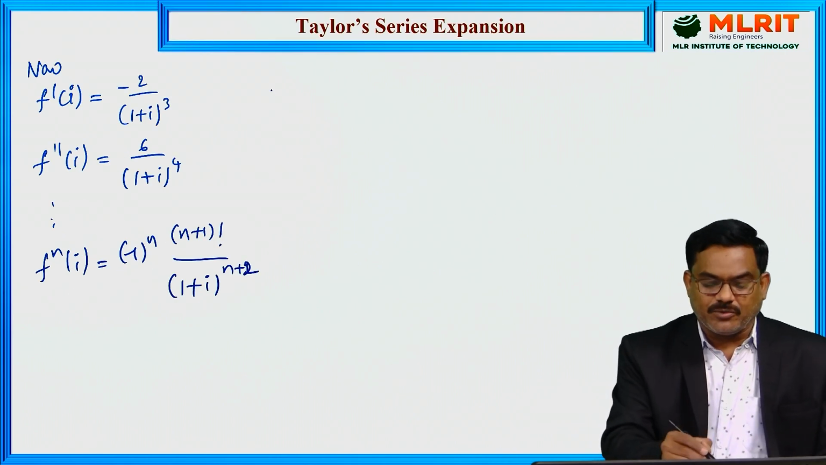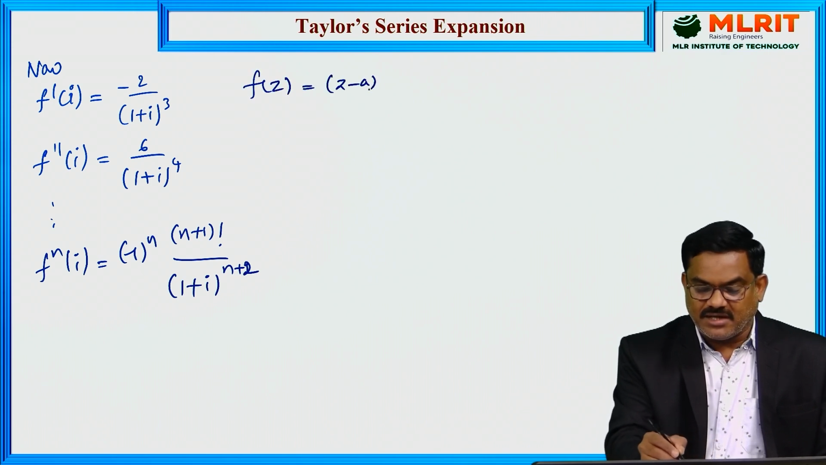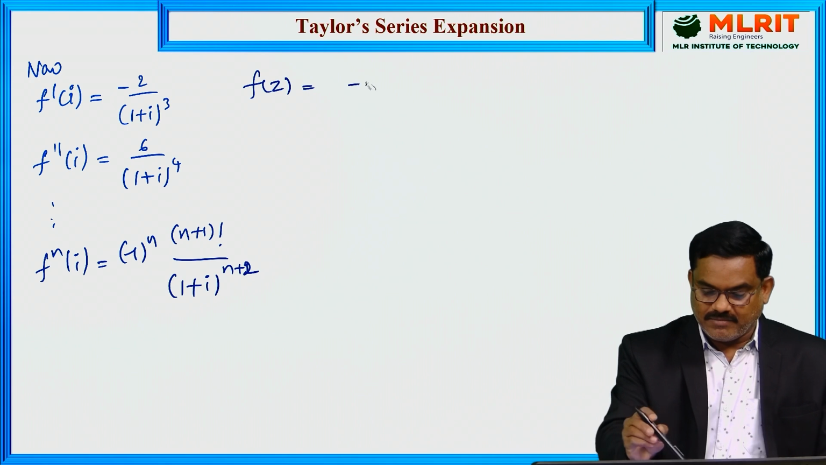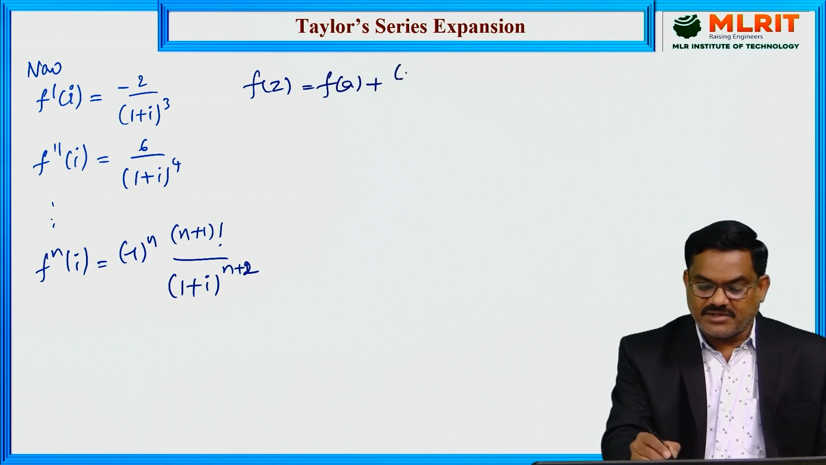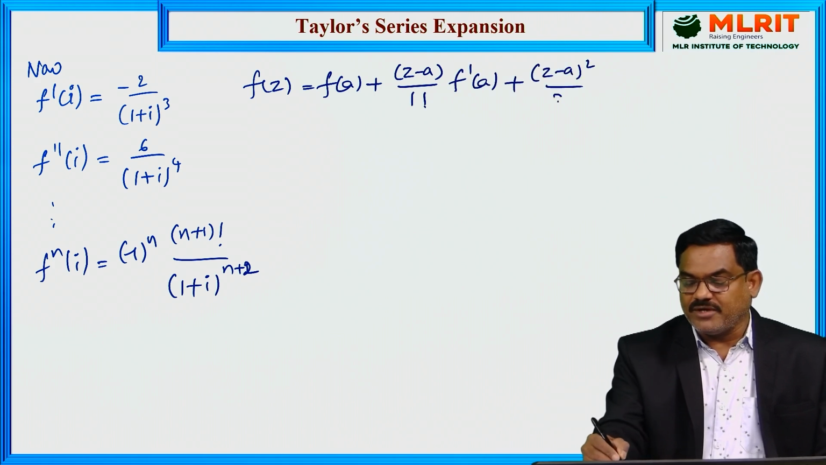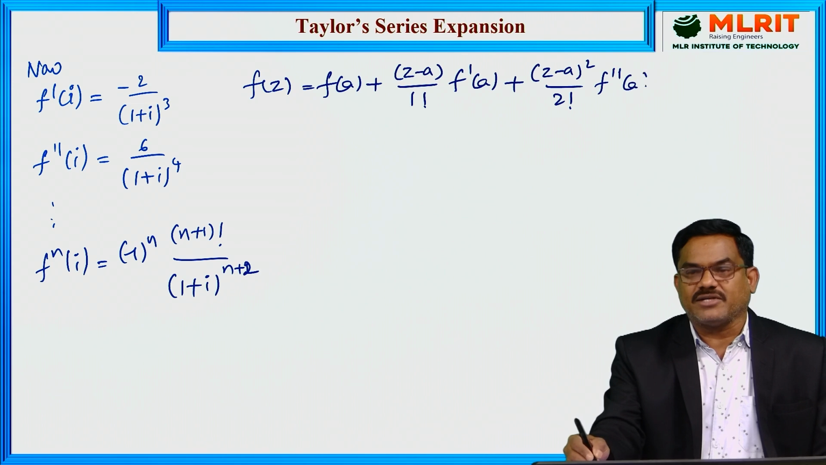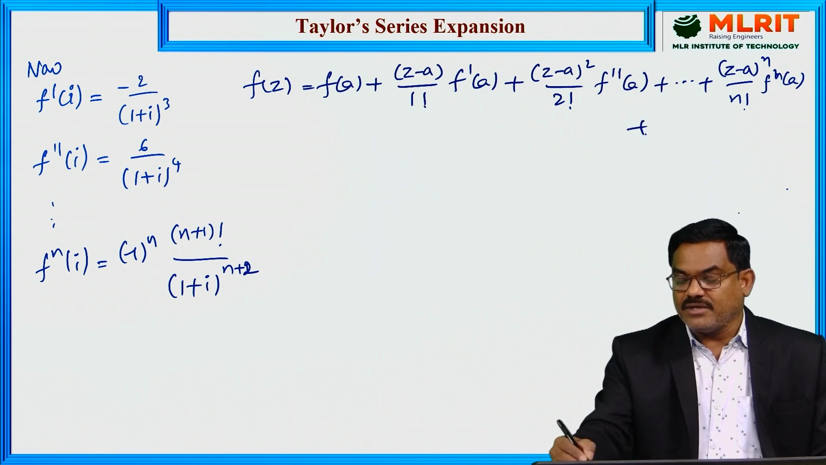So substituting this in the given function, what is the formula? f(z) is f(a) plus (z minus a) by 1 factorial f dash a plus (z minus a) whole square by 2 factorial f double dash a plus so on, and the nth term is (z minus a) power n by n factorial, nth derivative at a, plus so on.